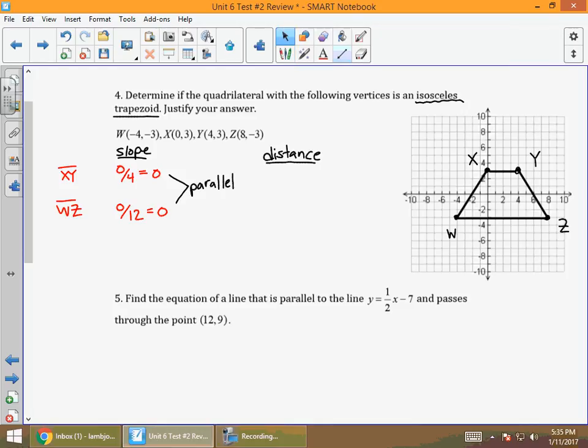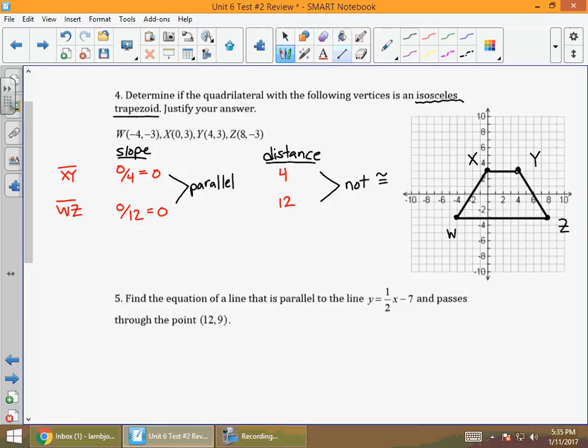Okay. And if I want, I can find the distance of these. I can count. This distance is 4. And the other distance is 12. And are these two things congruent? And the answer is no. Okay, so these are not congruent.